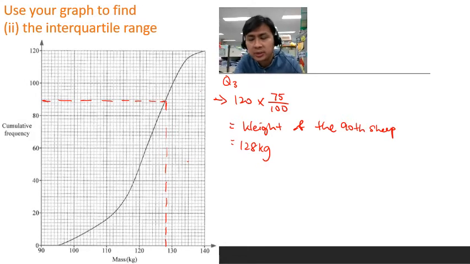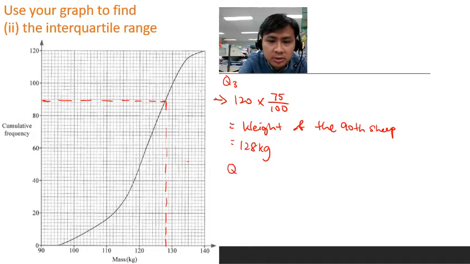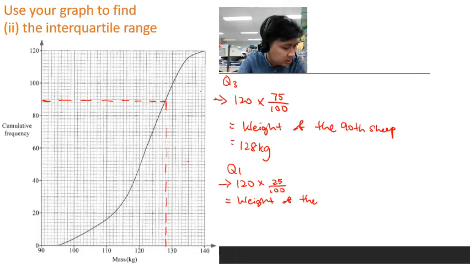After we are done with the upper quartile, you'll need to find the lower quartile. The lower quartile, as we have discussed earlier, is the middle of the lower half. So this will be represented by the 25th percentile. So we take the 120 ships multiplied by 25 over 100. This will give us the weight of the 30th ship.